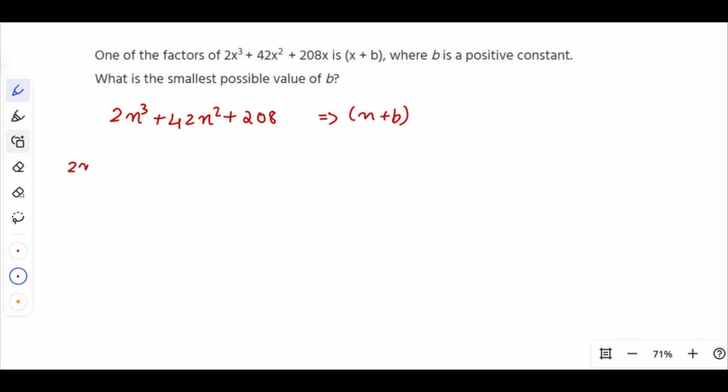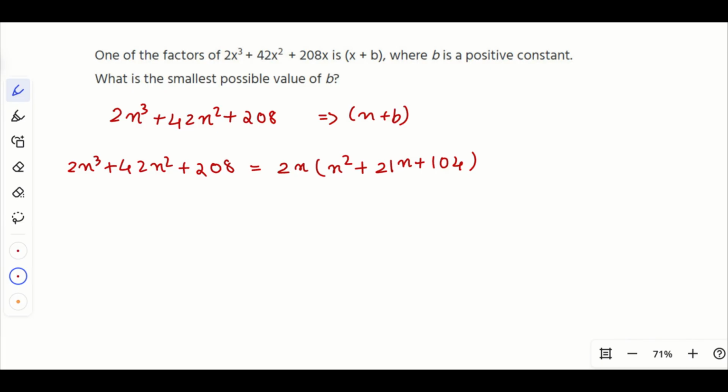From 2x cubed plus 42x squared plus 208x, we'll take 2x out, which means the equation will transform to 2x into x squared plus 21x plus 104. So this is what your equation is now. The equation has transformed into a quadratic equation format, so now we only need to factor the quadratic expression. Our second step is to find the factors of the quadratic.